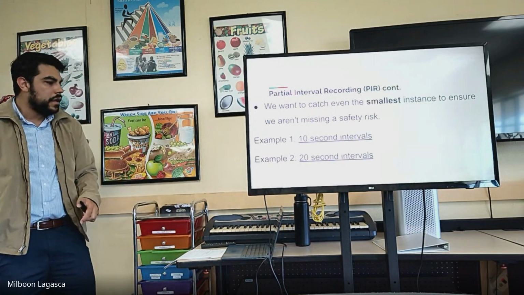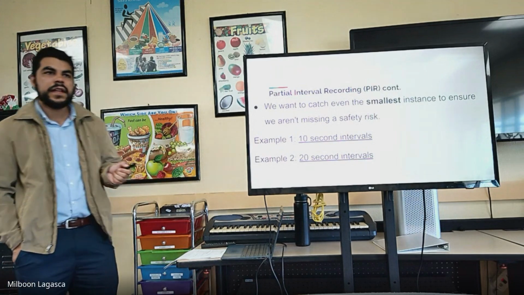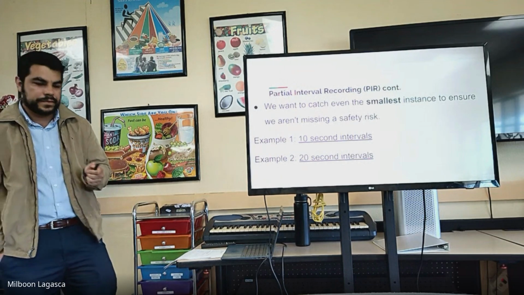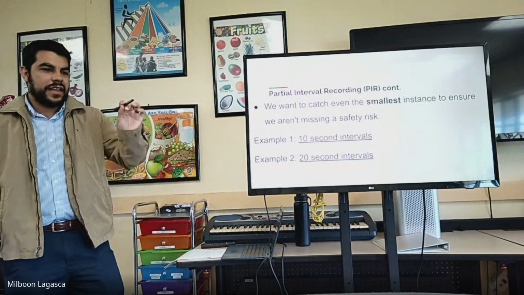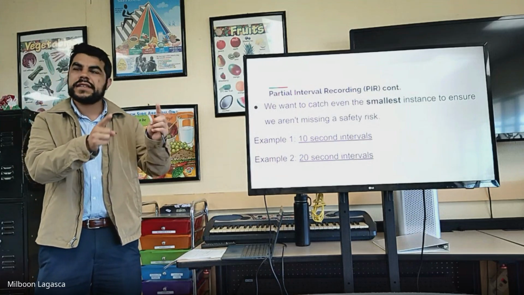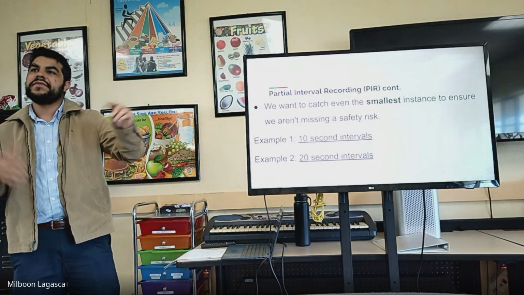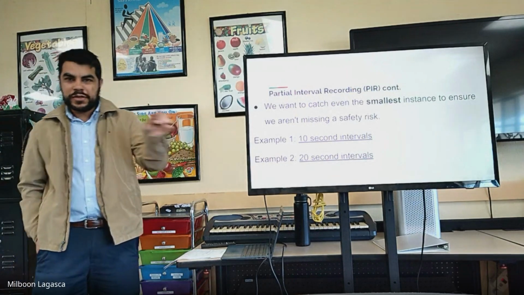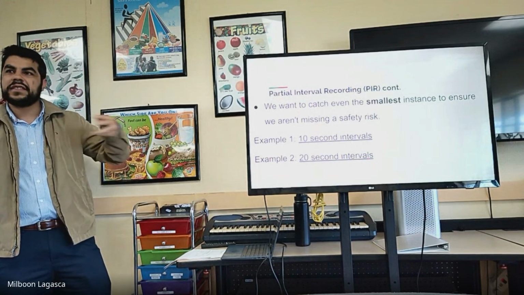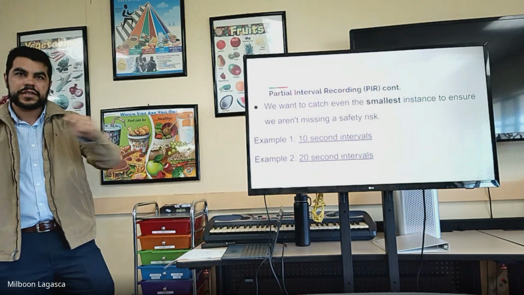The problem with partial is that it can overestimate the occurrence of behavior. Let's think about it this way. If it only happens for a second within a 10 second interval, then we're going to check it as if it occurred. And if we do this enough times, we're going to fill up the data sheet, and it'll look like the behavior is happening all the time when it's actually only occurring just here and there sporadically.